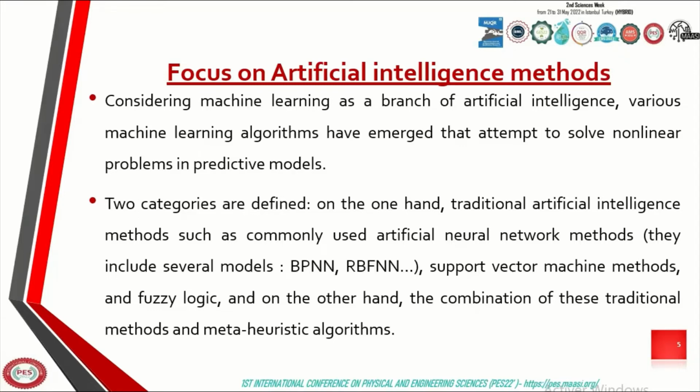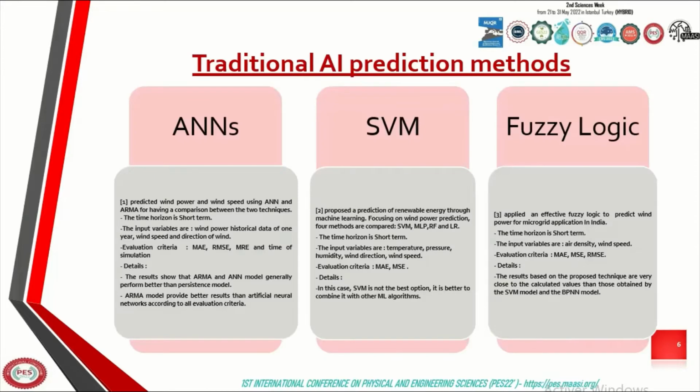As an example of traditional artificial intelligence prediction methods, the first paper predicted wind power and wind speed using artificial neural network and RMA. For having a comparison between the two techniques for short term, the results show that the two techniques generally have good performance, better than a persistent model, but the RMA is the best.